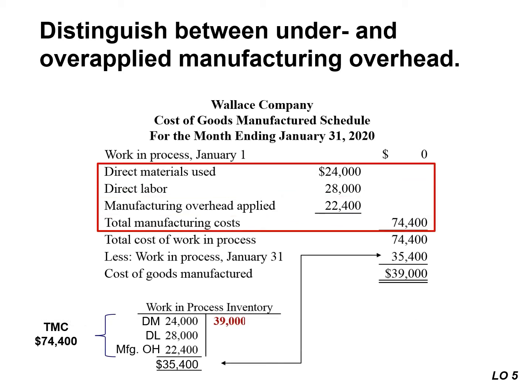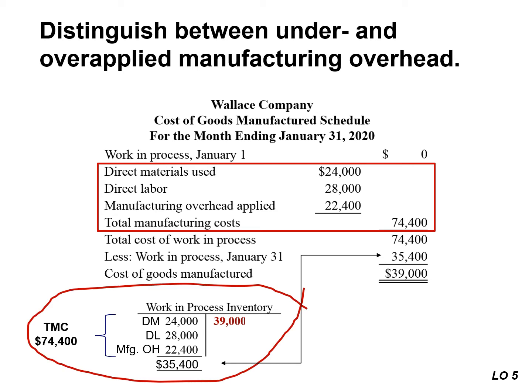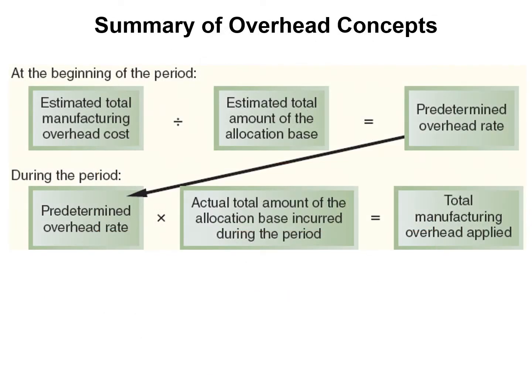Companies prepare the cost of goods manufactured schedule directly from the work in process inventory account. Note that the cost of goods manufactured, $39,000, agrees with the amount transferred from work in process inventory to finished goods inventory. The predetermined overhead rate is established before the period begins and is based entirely on estimated data.